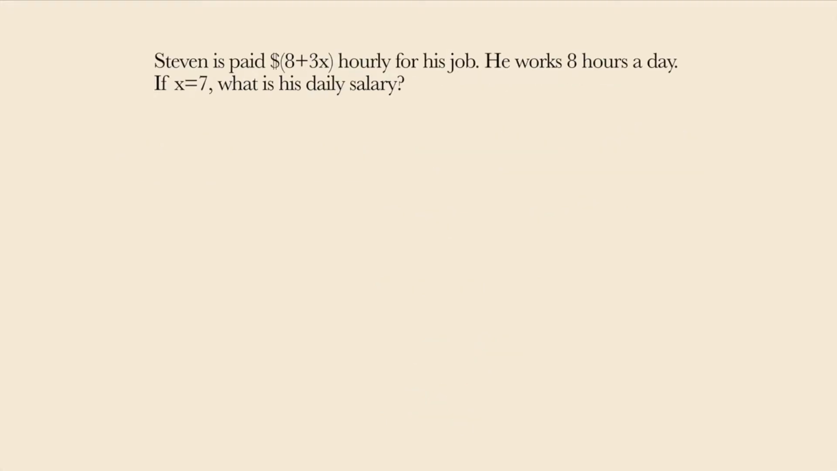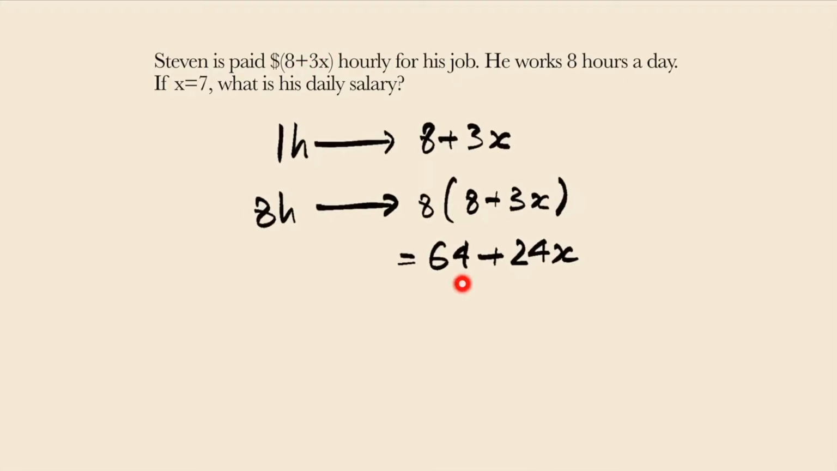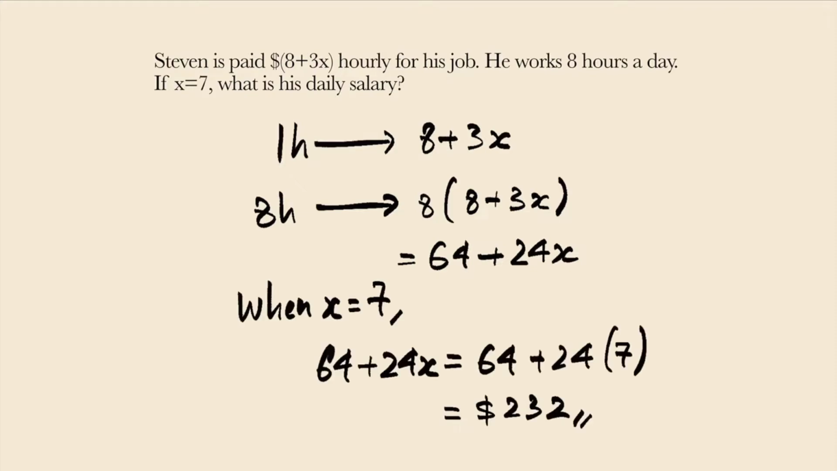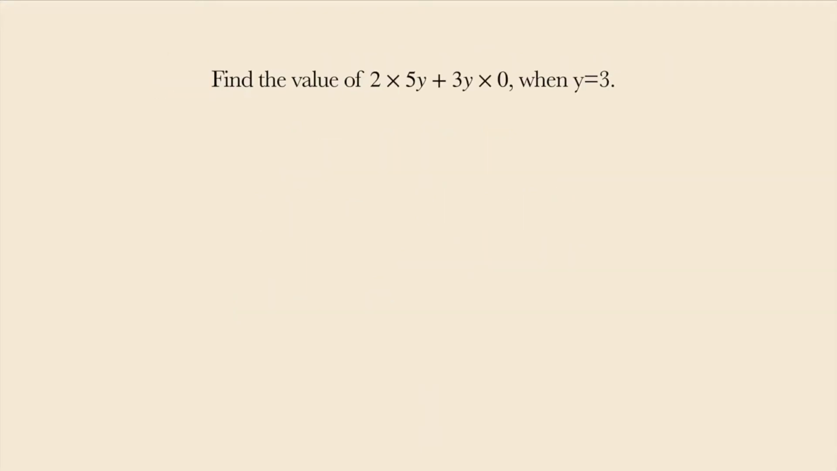So here we have a problem sum. Stephen is paid this amount hourly for his job. So 8 hours. We are going to multiply this by 8. So we can obtain the expression first, but we are going to now substitute x equal to 7 for his daily salary, which is 8 hours a day. So we're going to multiply by 7 over here. So 24 times 7. After that, add it to 64 and we'll get 232 per day.